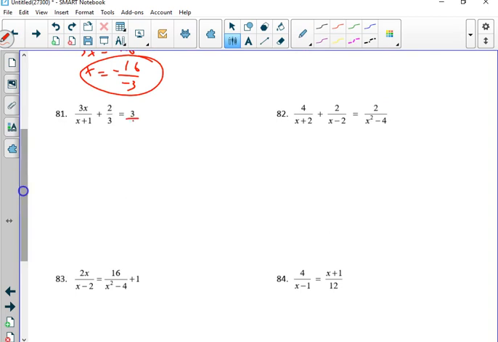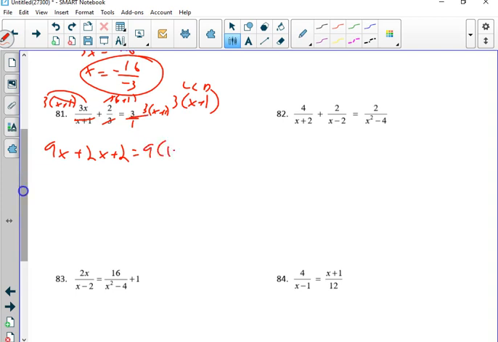All right, over 1. My LCD is 3x plus 1. So I'm going to multiply by 3x plus 1 here, 3x plus 1 here, and 3x plus 1 here. I know it's hard to read, but that's why I'm talking also. The x plus 1's cancel here, leaving me 3 times 3x. The 3's cancel here, leaving me 2 times x plus 1. Equals, nothing to cancel here, so 3 times 3 is 9, x plus 1.